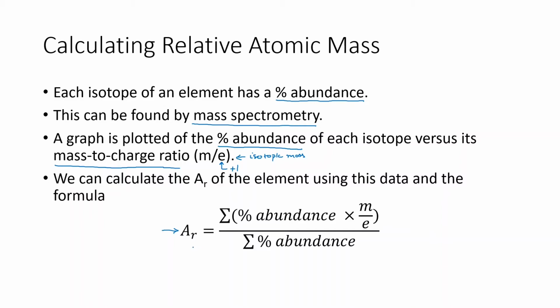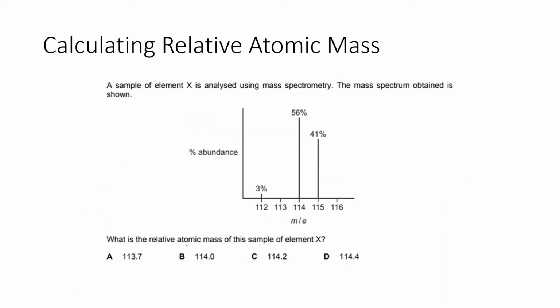It looks like a lot of mumbo jumbo, but we're going to look at two examples just to see how this formula can be used. Over here you can see a sample of element X is analyzed using mass spectrometry. The mass spectrum obtained is shown. You can see that the graph has been plotted of percentage abundance of each isotope versus the mass to charge ratio, in other words, the isotopic mass.